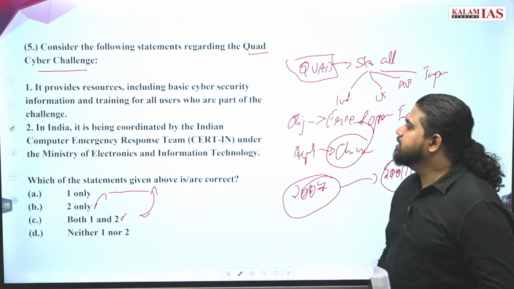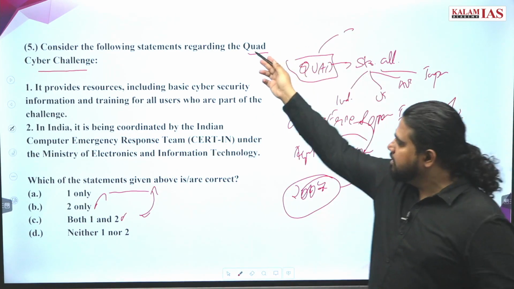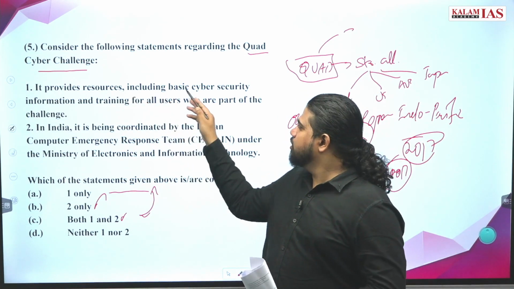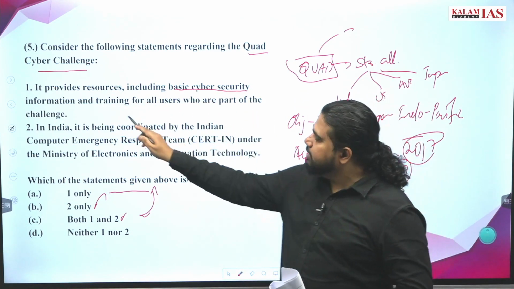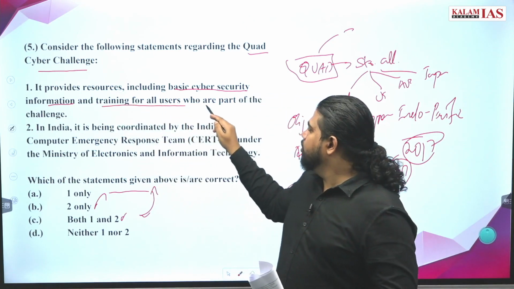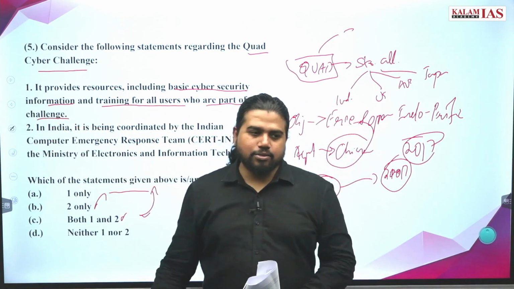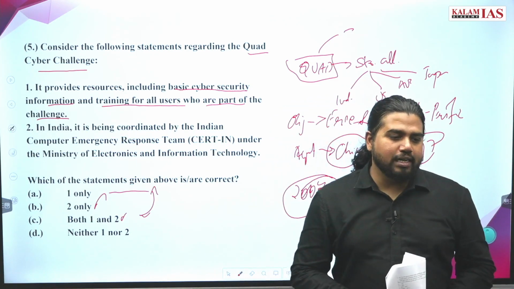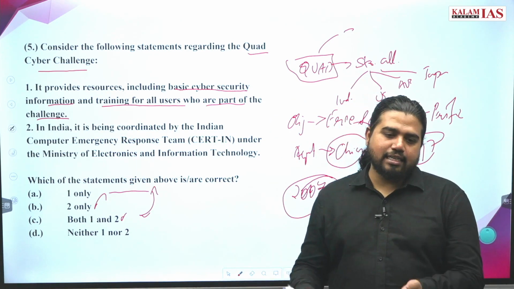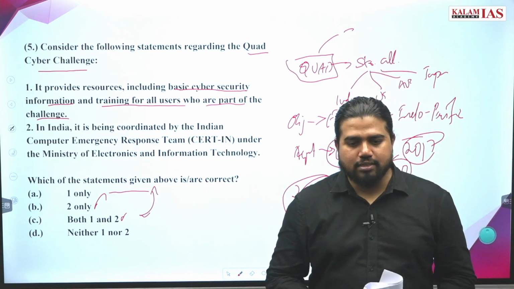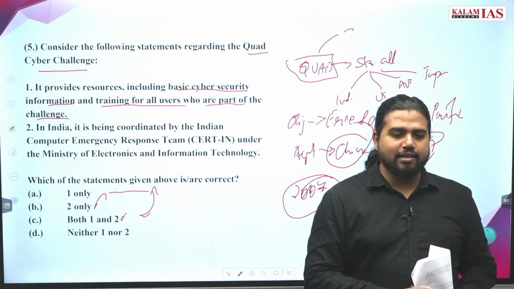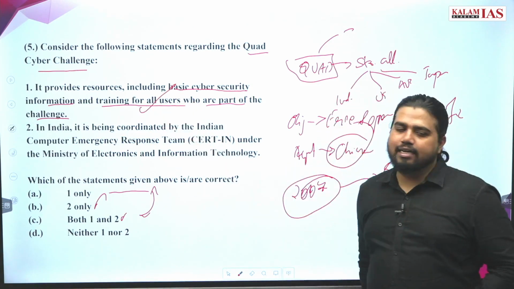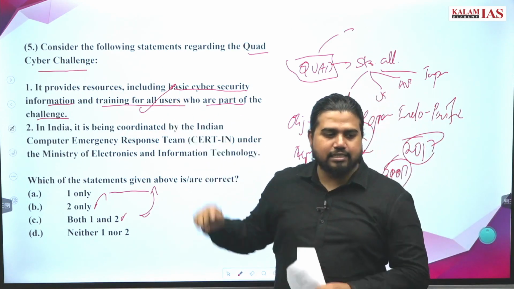Now come to this question. Quad has recently conducted the Cyber Challenge. So it provides resources including basic cyber security information and training for all users who are a part of it. So this is what any other multilateral or global organization does. If it is conducting a challenge, it will give some training, give some resources and test the vulnerability or resilience of the XYZ system. High chance this is directly taken from the definition, or what exactly is this?